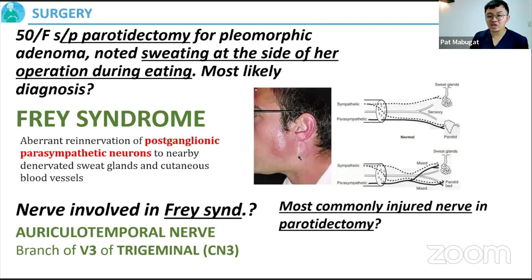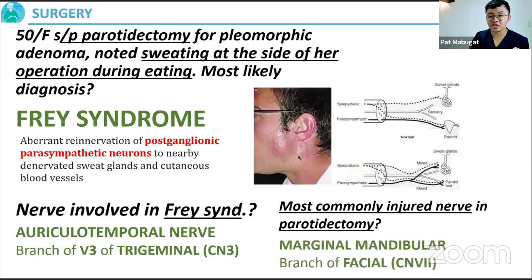However, the question may be the most commonly injured nerve in parotidectomy, so that you don't get confused, okay? Frey syndrome is classic. It has been asked in the board exams, but I think the board of examiners will try to confuse you by asking the most commonly injured nerve. Frey syndrome, auriculotemporal nerve, but it's not the most common. In parotidectomy, the most common nerve involved is your marginal mandibular branch of the facial nerve. Again, it's the marginal mandibular branch of the facial nerve. It's the most commonly injured nerve in parotidectomy.